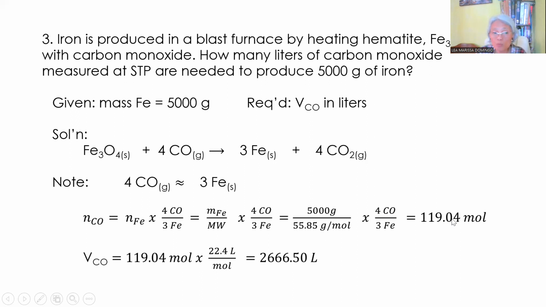So yung number of moles ng carbon monoxide, imumultiply natin sa molar volume which is 22.4 liters per mole. So mole would divide itself. Anong natirang unit? Liters. So we have 2,666.5 liters. Ano yung sabihin nun? Kailangan natin ng 2,666.5 liters of carbon monoxide to produce 5,000 grams of iron.